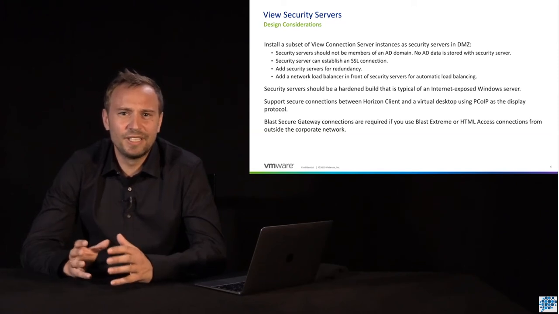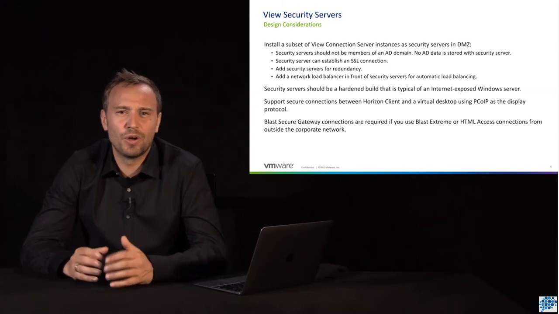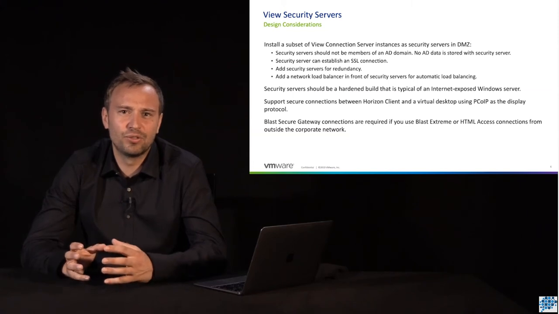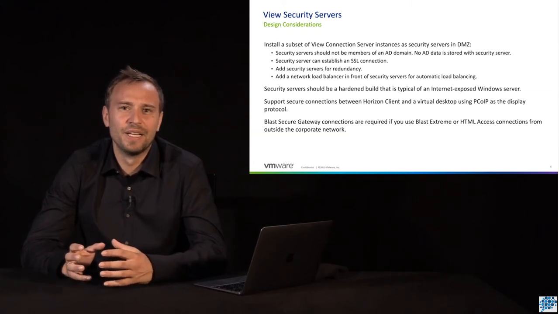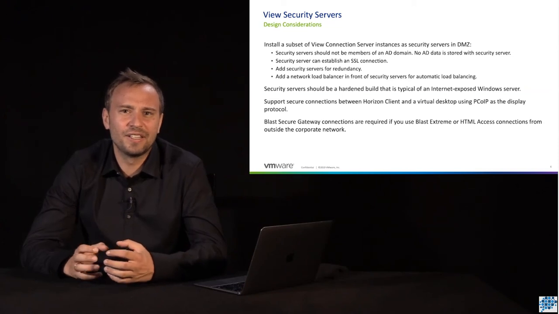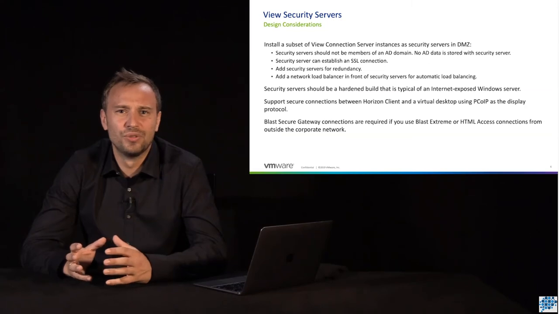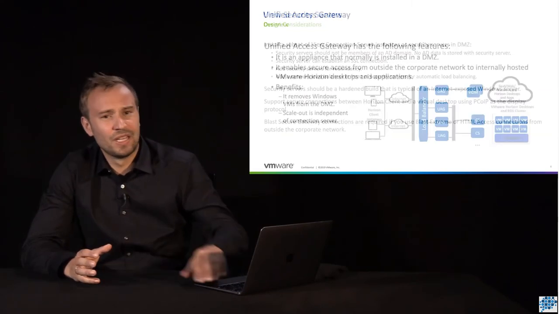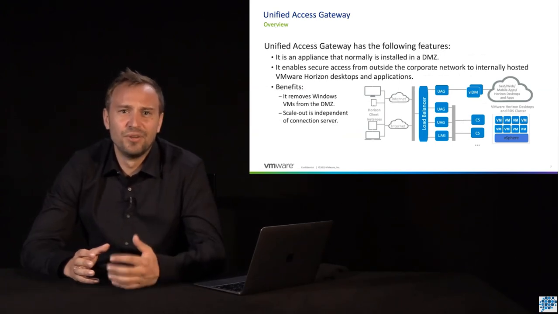There's one limiting factor with security servers. We need to create a one-to-one pairing, a one-to-one relationship, between the security server and the connection server. And that really creates some not very flexible design characteristics that we might want to mitigate. How do we mitigate them? By utilizing the Unified Access Gateway.